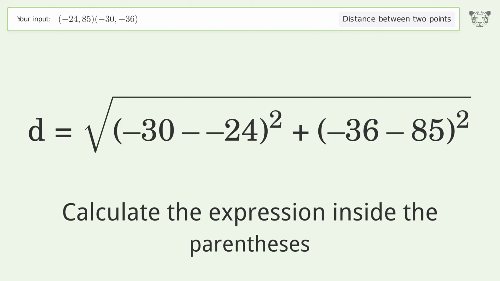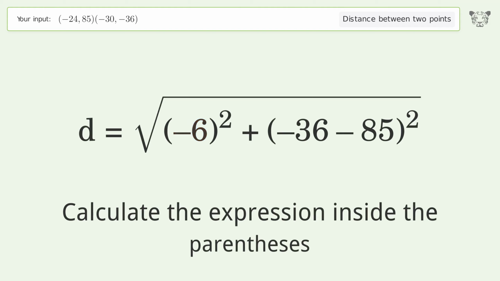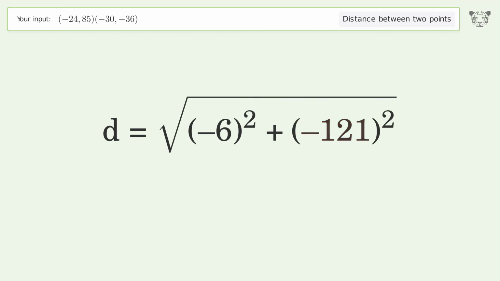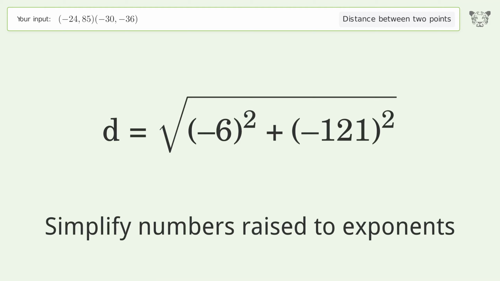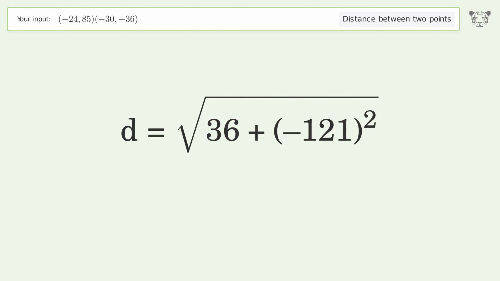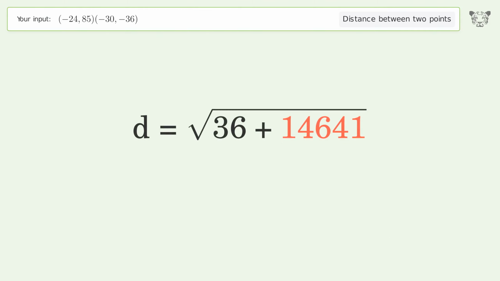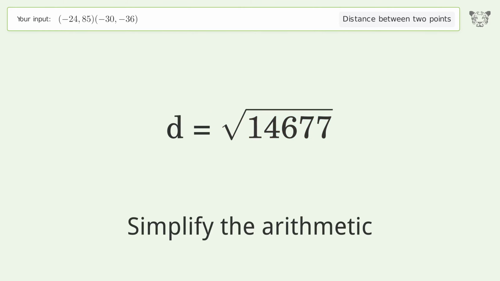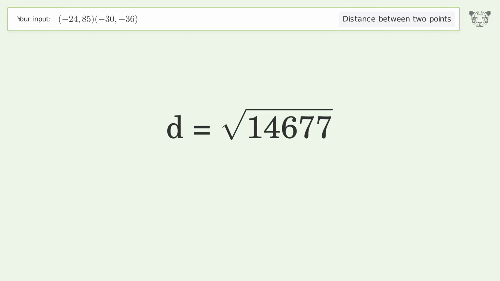Calculate the expression inside the parentheses. Simplify numbers raised to exponents. Simplify the arithmetic. And so the distance between the 2 points is the square root of 14,677, or 121.149.